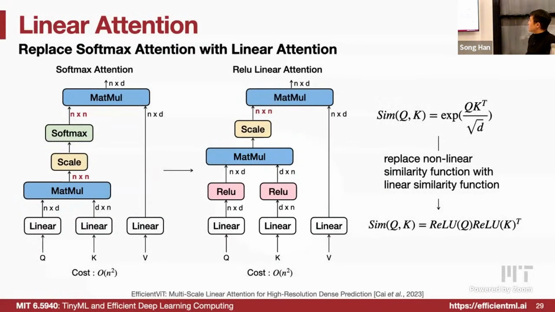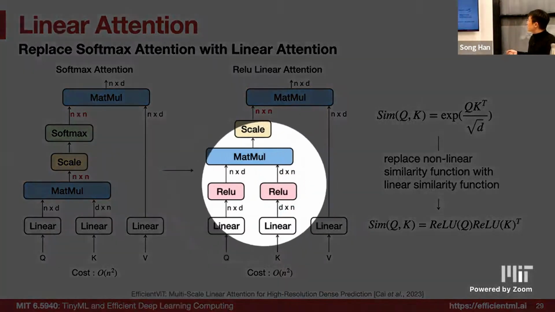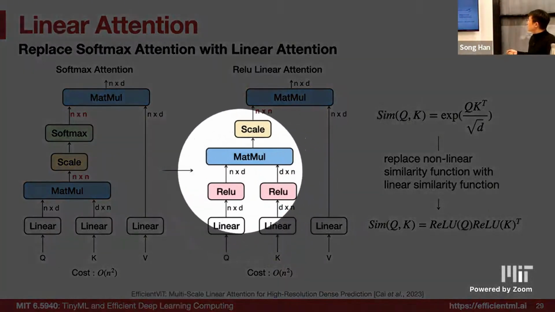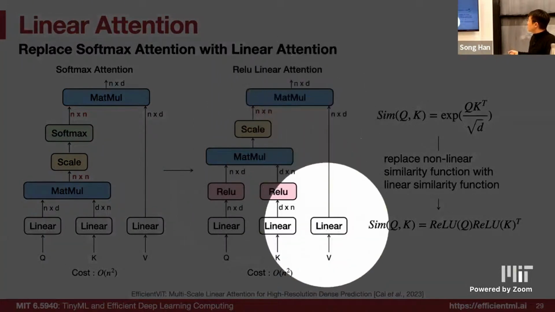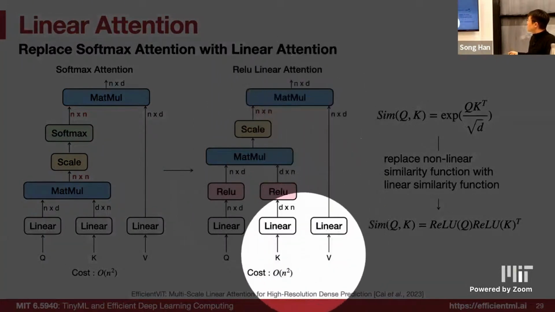This is a slightly changed version, using ReLU linear attention. We first take Q and K and pass them through the ReLU activation function. But here we pass it through the matmul, scale it, and then finally multiply that with V.